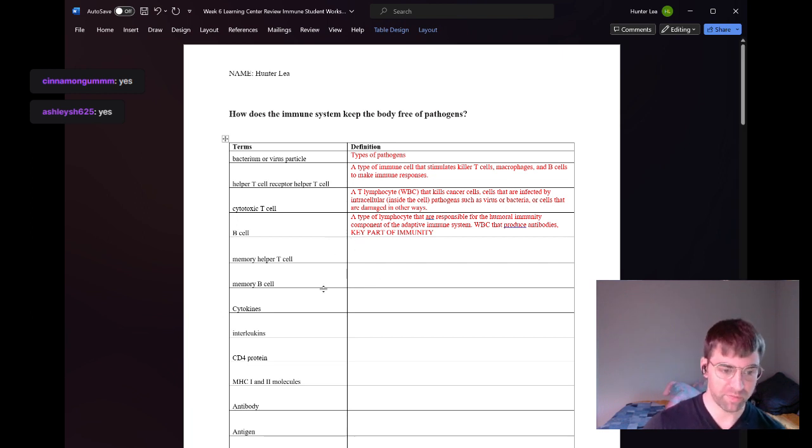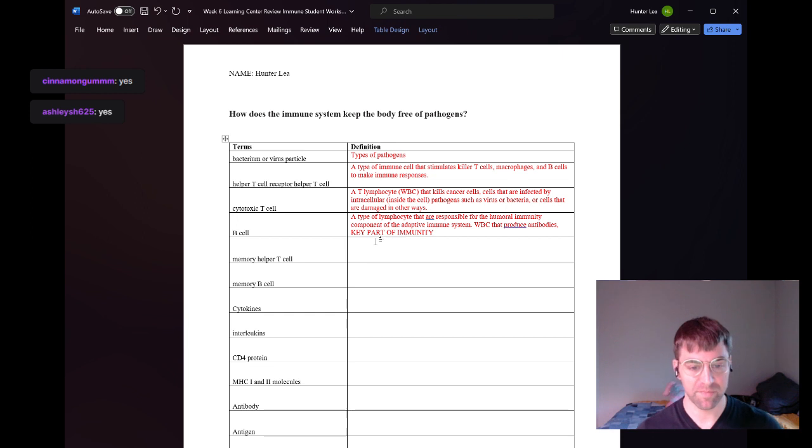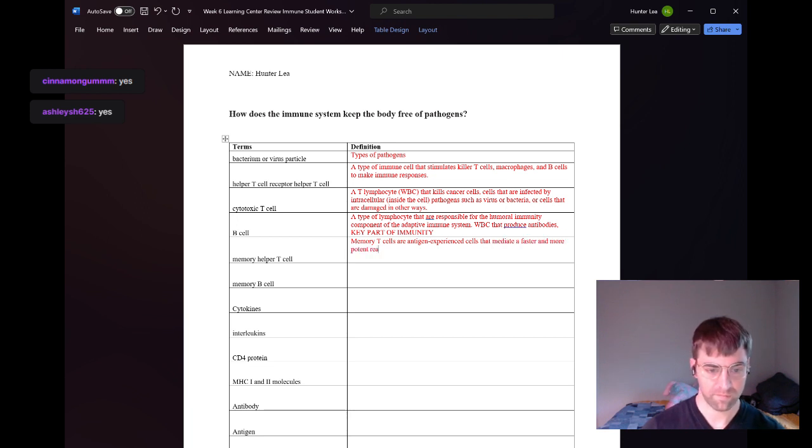And memory helper T cells, we have memory helper T cells and memory B cells, and both are involved in the mechanisms of why vaccines work. Memory T cells are antigen experienced cells that mediate a faster and more potent response upon a repeat encounter with an antigen.